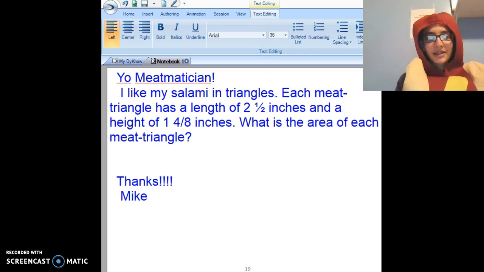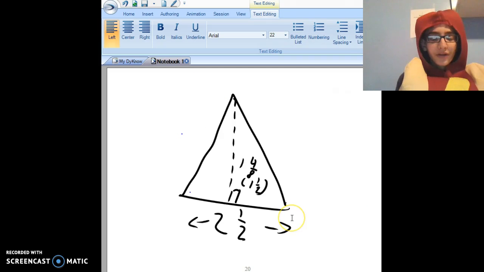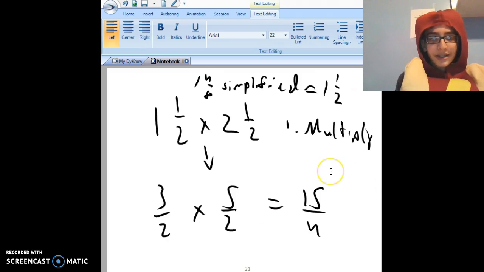Our next submission was sent in by Mike. He writes, Yo, Meatmatician. I like my salami in triangles. Each meat triangle has a length of 2.5 inches and a height of 1 4/8 inches. What is the area of each meat triangle? Thanks, Mike. So 1 4/8 is the height, which is actually 1 1/2 simplified, and 2.5 is the base or the length. So step 1 is multiply.